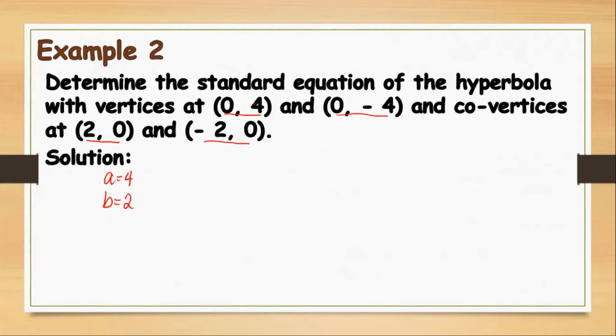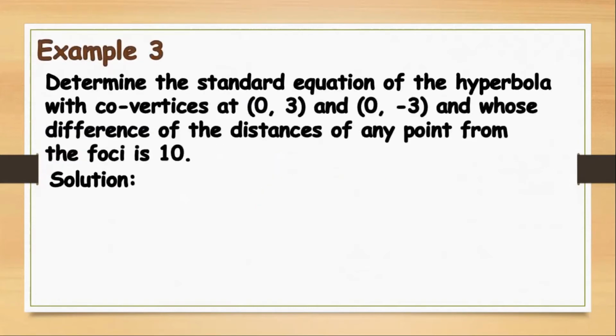As you can see, the vertices are found on the y-axis. So we have y squared over 4 squared, which is 16, minus x squared over b squared. So that's 2 squared, which is 4, equals 1. This will be the standard equation given the situation above. Okay, let's continue with our example 3.